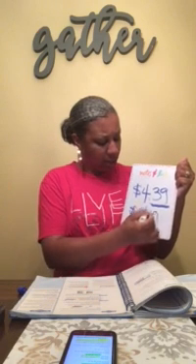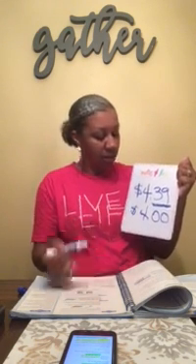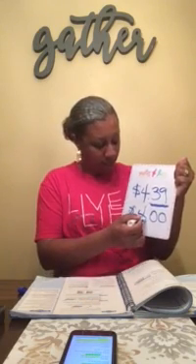So $4.39 rounds to $4. That one is pretty simple. All right, and then in lesson 97, multiplying 3-digit numbers.